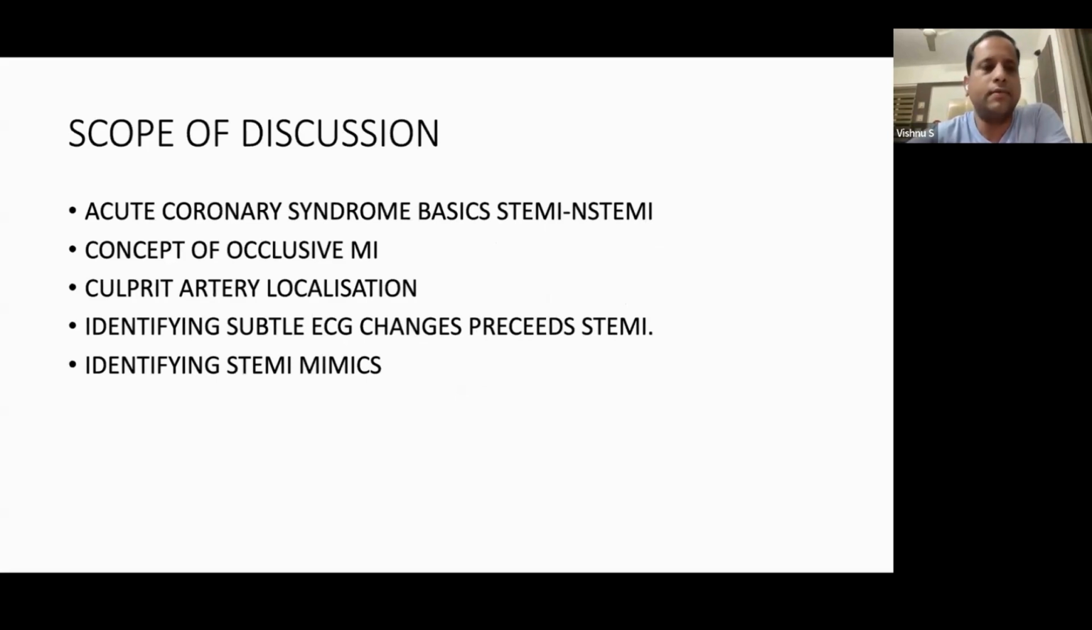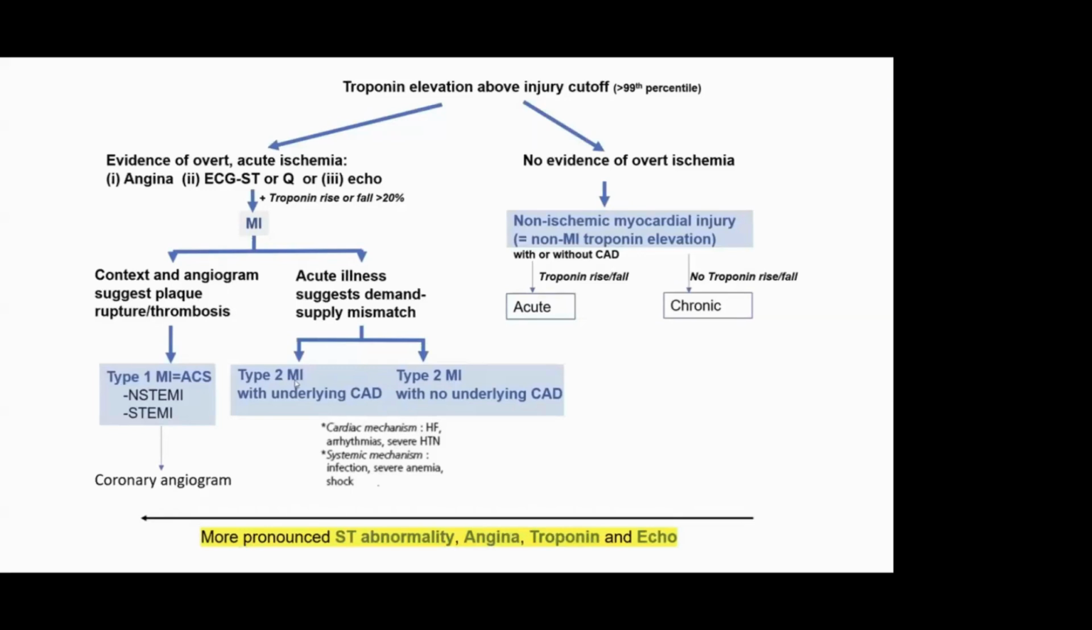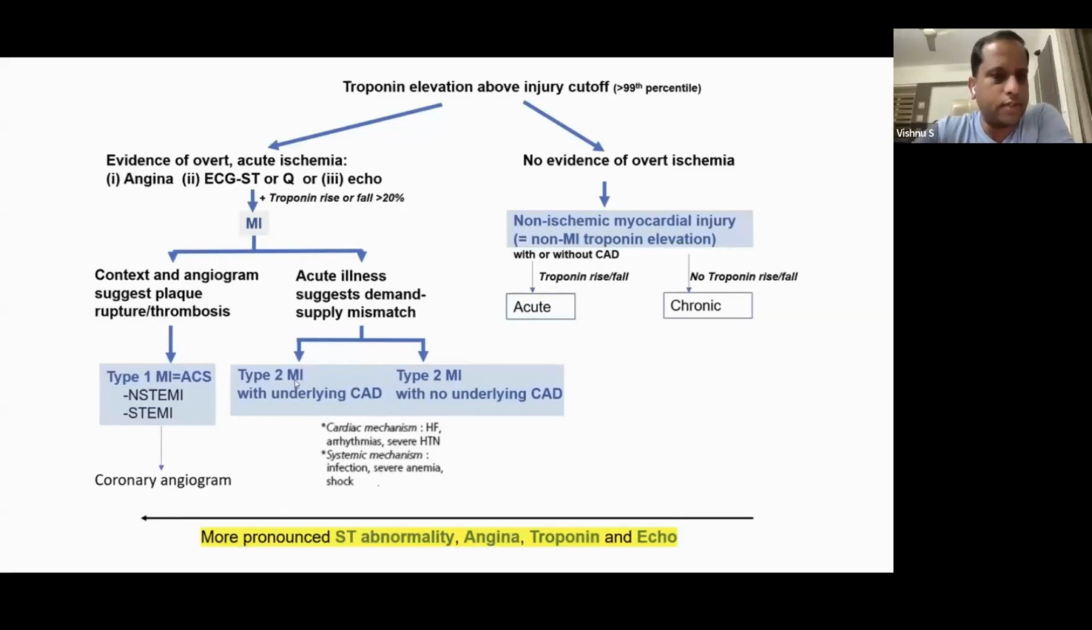It's all ECG based. So the basic understanding: ACS, acute coronary syndrome, is troponin elevation above the 99th percentile, with evidence of overt ischemia like angina, ECG ST-T changes or Q waves, and echo abnormalities like regional wall motion abnormality. The troponin rise or fall accounts for myocardial infarction, which can be type 2 or type 1. Type 1 is plaque rupture, which usually causes NSTEMI and STEMI. That is today's topic of discussion.